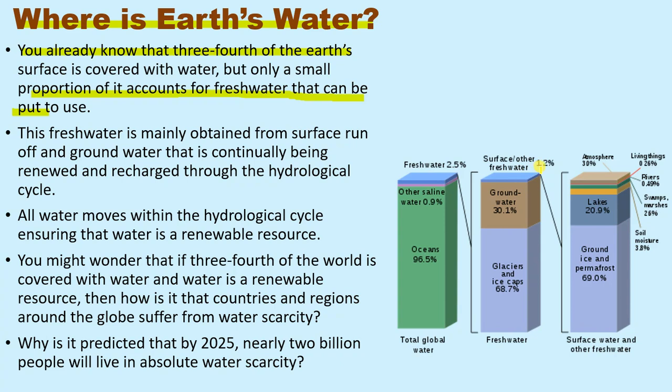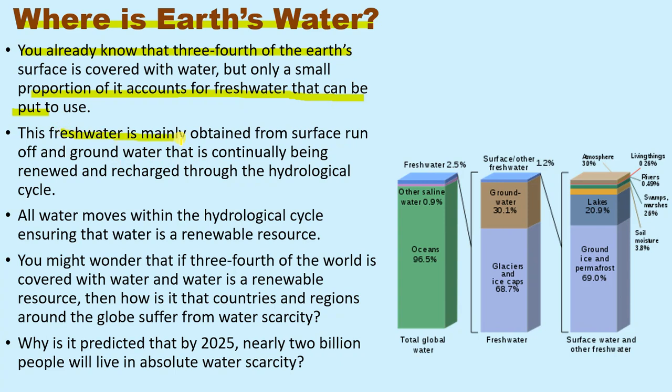Surface and other freshwater resources are only 12%, and of these 12% again is seen surface water as ground ice and permafrost that is found in the form of snow you can say, which is 69%, and the rest 20.9% is there as lakes. Again here different categories are there. Swamps are there, soil moisture is there, atmosphere is accounting about 30%. So this way water is distributed over the different areas on this earth.